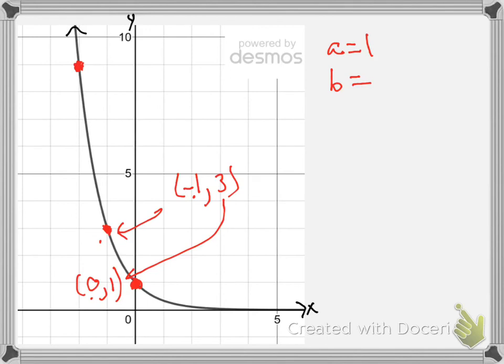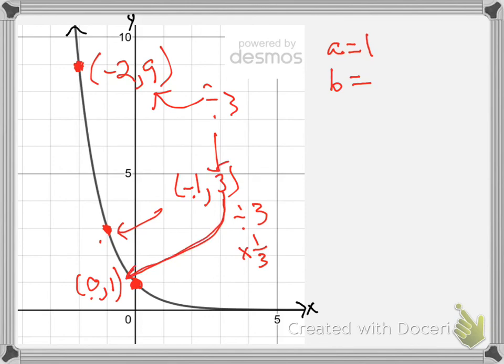Then you've got to think from 3 to 1. What do you do to 3 to go to 1? What do you divide by? Well, you divide by 3. Or, instead of dividing by 3, think of it as multiplying by 1/3, okay? If we use our third point up here as well, which is at -2, 9, we would see the same thing. 9 divided by 3 gives us 3, and 3 divided by 3 took us down to that 1. So the y values are dividing by 3 each time, or multiplying by 1/3.